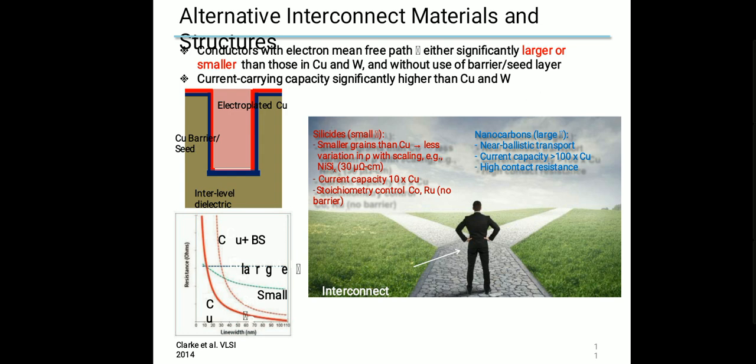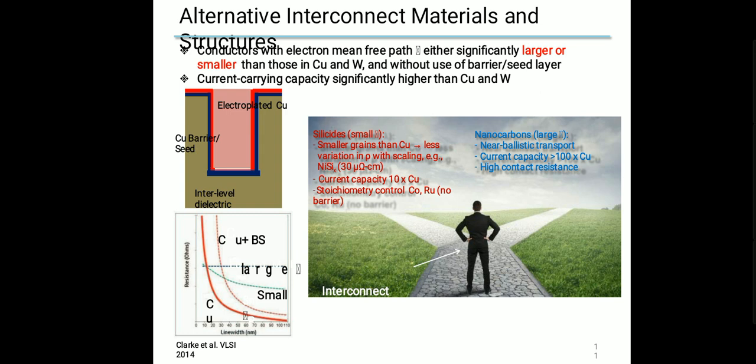Nanocarbons, some of the nanocarbons near ballistic transport, and current capacity is greater than 100 times copper, and high contact resistance. What are these silicates? Silicates means they are small grains, smaller than copper, whereas nanocarbons are 100 times copper.